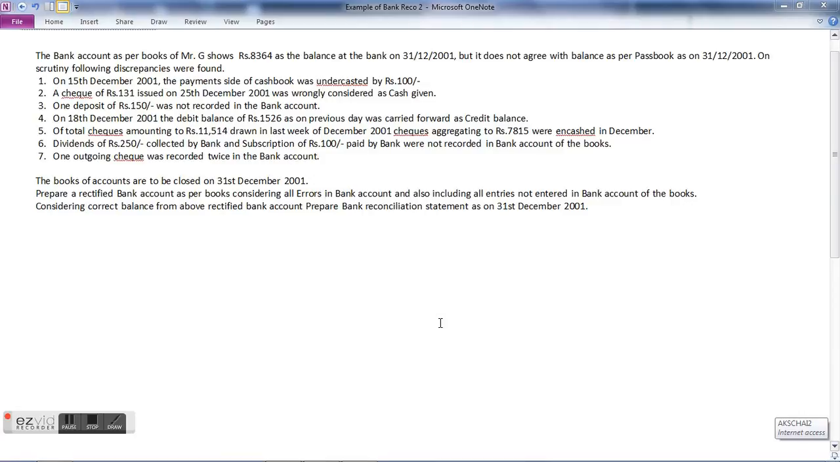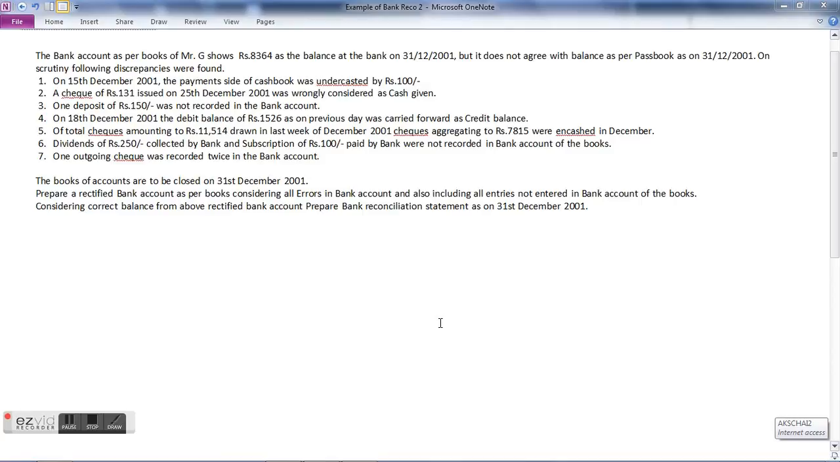So that is why we are preparing a bank reconciliation statement. On scrutiny, the following discrepancies were found. First, on 15 December 2001, the payment side of the cash book was undercasted by rupees 100. Undercasted in the sense it was recorded less by rupees 100. Second, a check of rupees 131 issued on 25th December was wrongly considered as cash. So instead of a check payment, the entry was passed in the cash account, and we have to rectify that. Third, one deposit of rupees 150 was not recorded in the bank account.